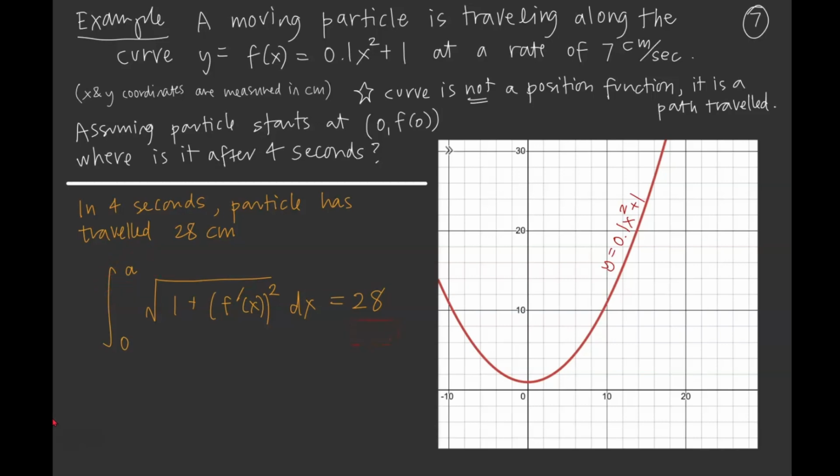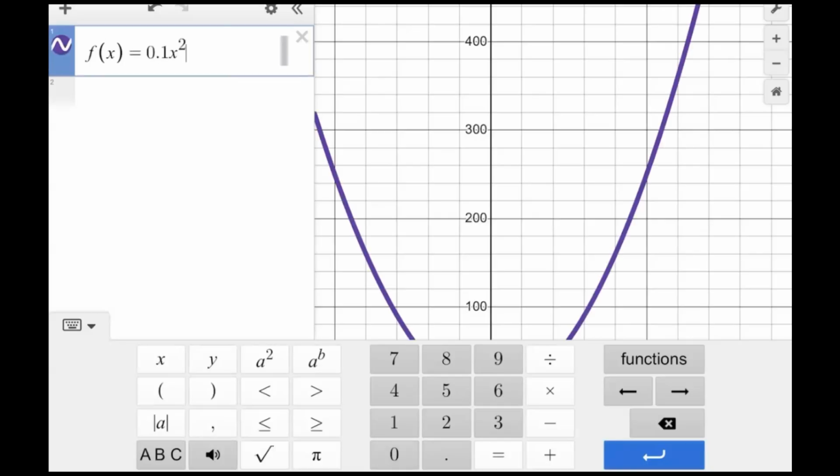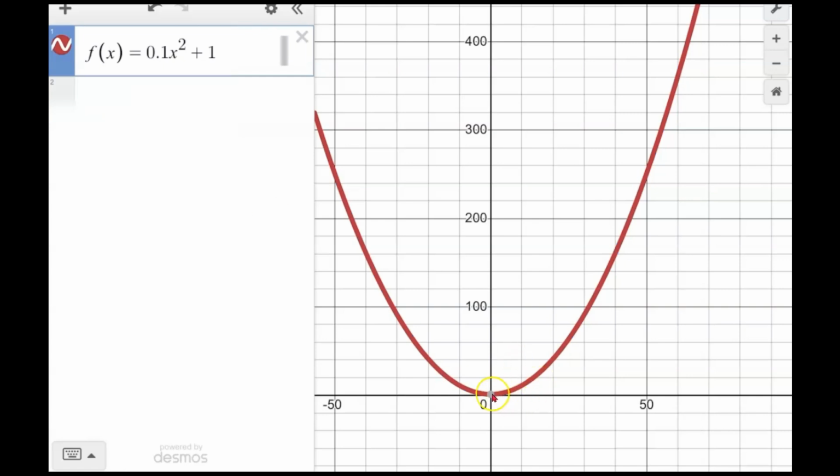So we're going to jump over to Desmos and look at it there. Before we do, I just want to stress that this whole thing is the formula for arc length. That's why we're using this expression. So here on Desmos, I'm going to put in that function, 0.1x squared plus 1. And we want to know at what point this arc length becomes 28.